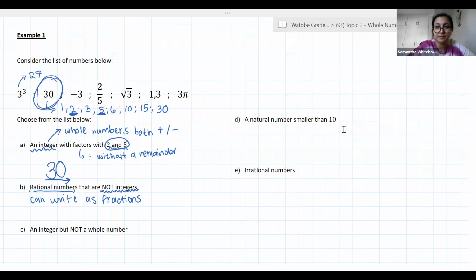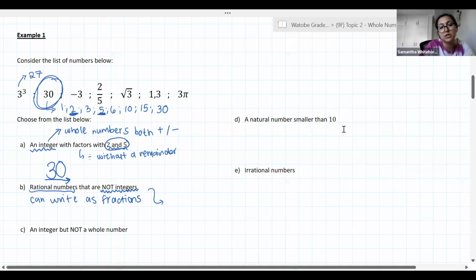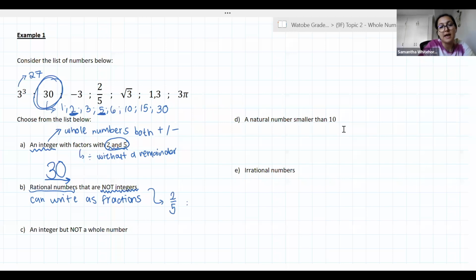The answer is 2/5 and 1/3. Okay, good. So our two rational numbers that are not integers are 2/5 because that is a fraction, but it's not an integer, as well as this decimal 1,3. Now we know this can be written as a fraction because whenever we've got 1 decimal point, we can always write it over 10. So it can be written as a fraction. Doesn't matter that it's an improper fraction, it still can be written as a fraction.